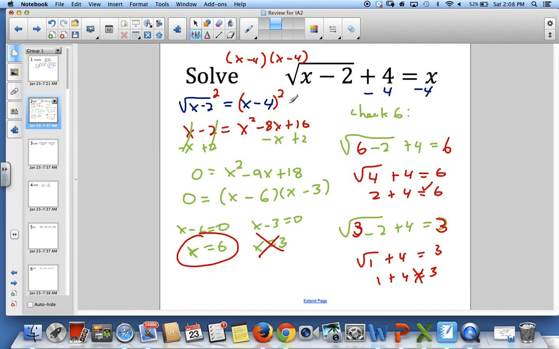On a test, if you have multiple choice, I would suggest not even bother with all this if it's multiple choice and just plug the numbers in. But if it's not multiple choice, you need to go through these steps.